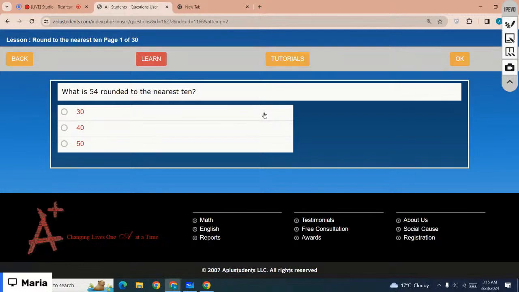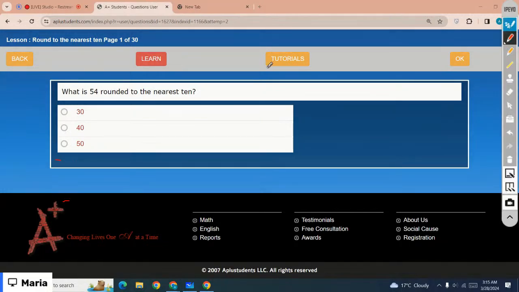Okay, what is 54 rounded to nearest 10, right? So let me just explain. Try to understand the question, listen to me carefully. The question is 54 rounded to nearest 10. So here is the 10th digit, right? You look at the right hand side of the 10, you have 4. You need to compare this 4 to 5. Is 4 greater than 5, or less than 5?